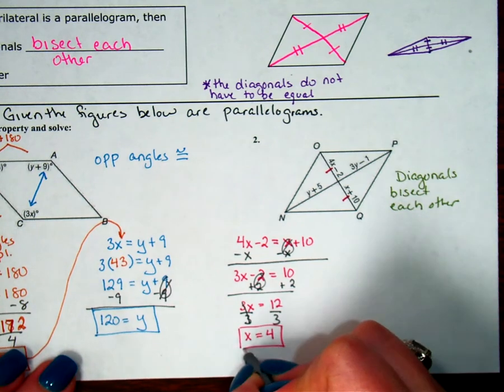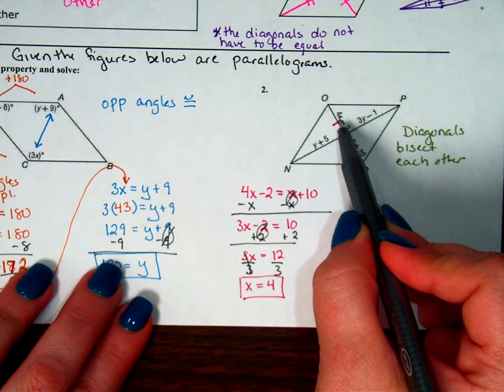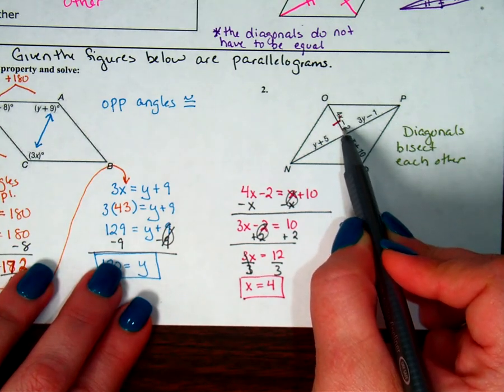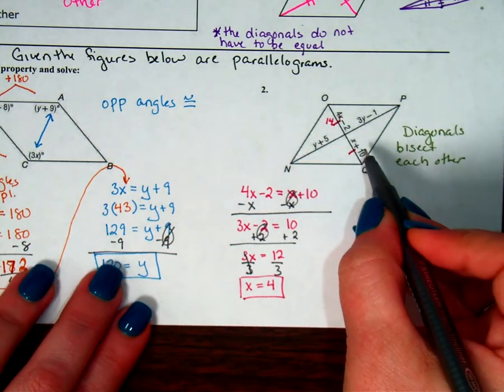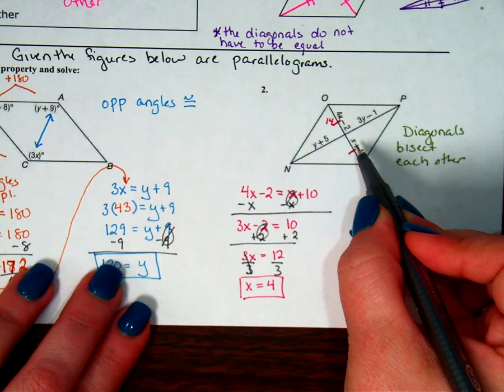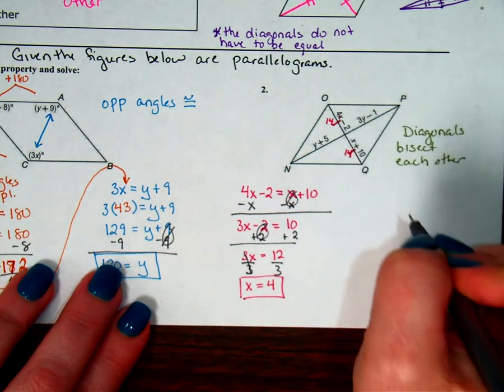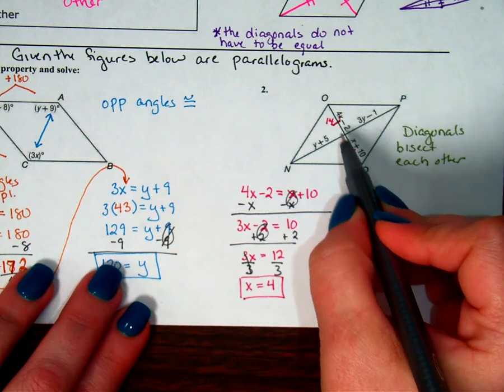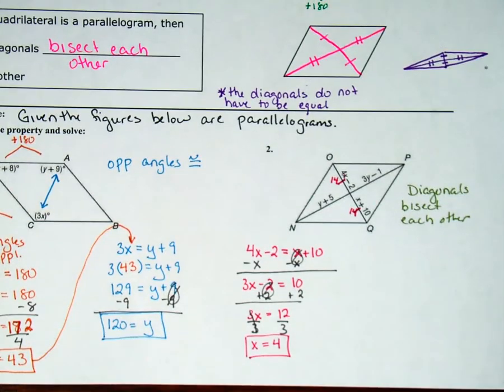If we want to check, oops, we couldn't see that. If we want to check, I would do 4 times x. So 4 times 4 is 16, and 16 minus 2 is 14. Over here, 4 plus 10 is also 14. So I can see that these two sides do both have a length of 14. It has been bisected. Okay?